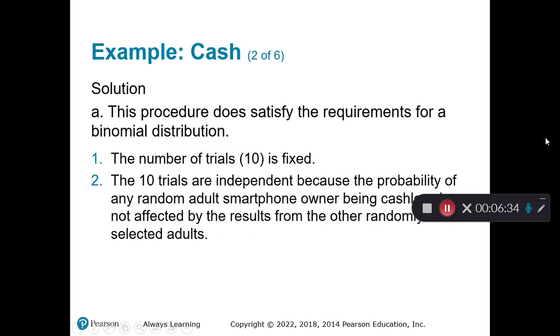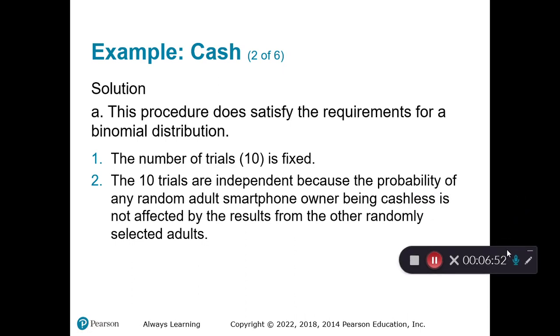First requirement, do we have a fixed number of trials? Yes. Randomly selecting 10 adults would be considered 10 trials if we think of a trial as being a selection. So making 10 selections would give us 10 trials, which is a fixed number. So the first requirement is met.